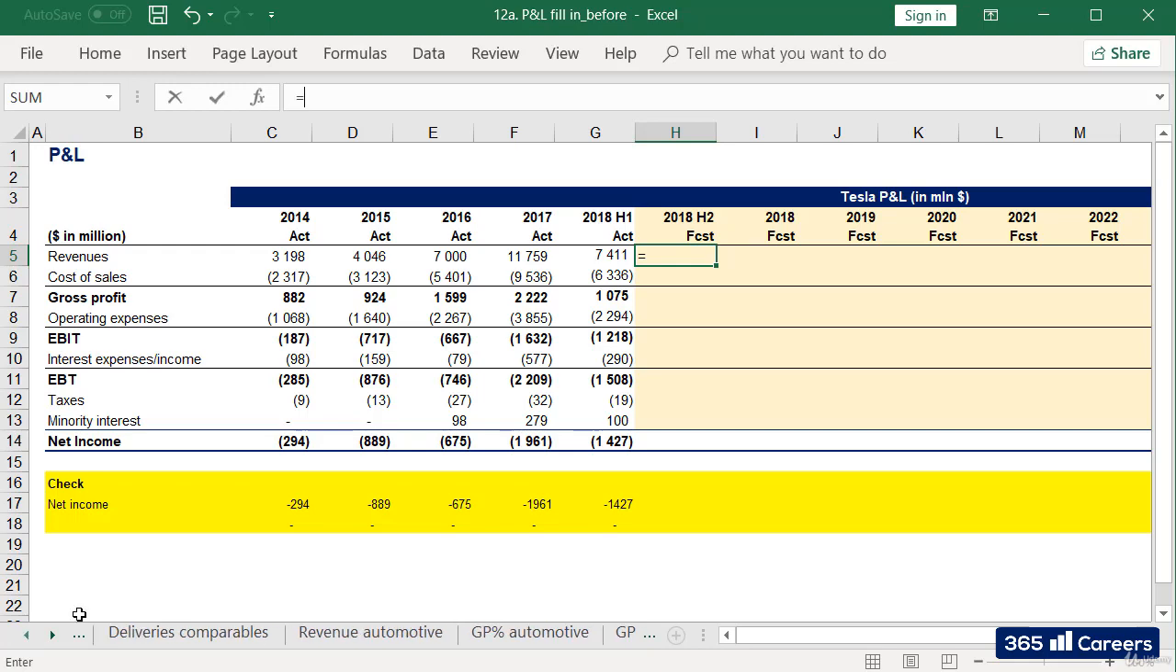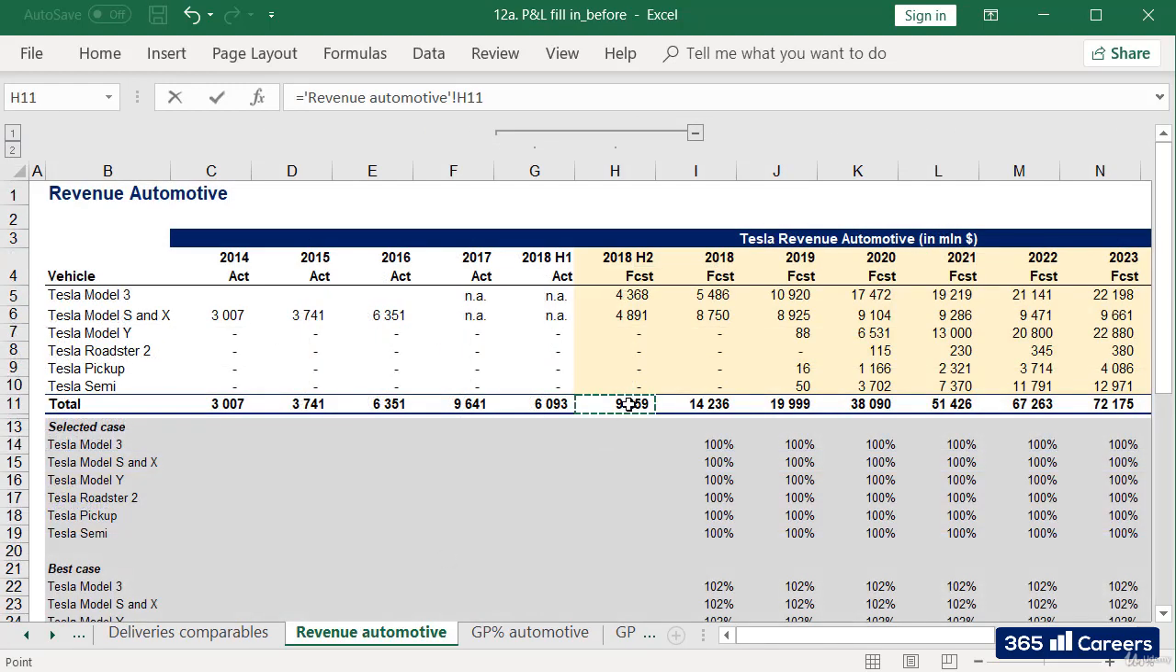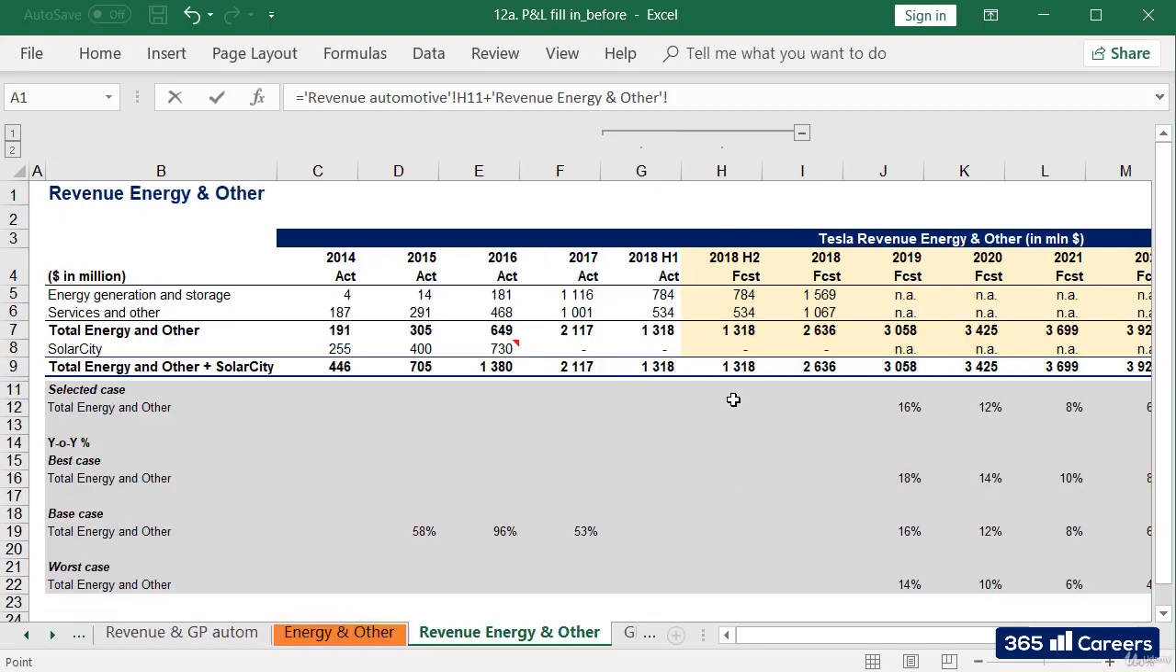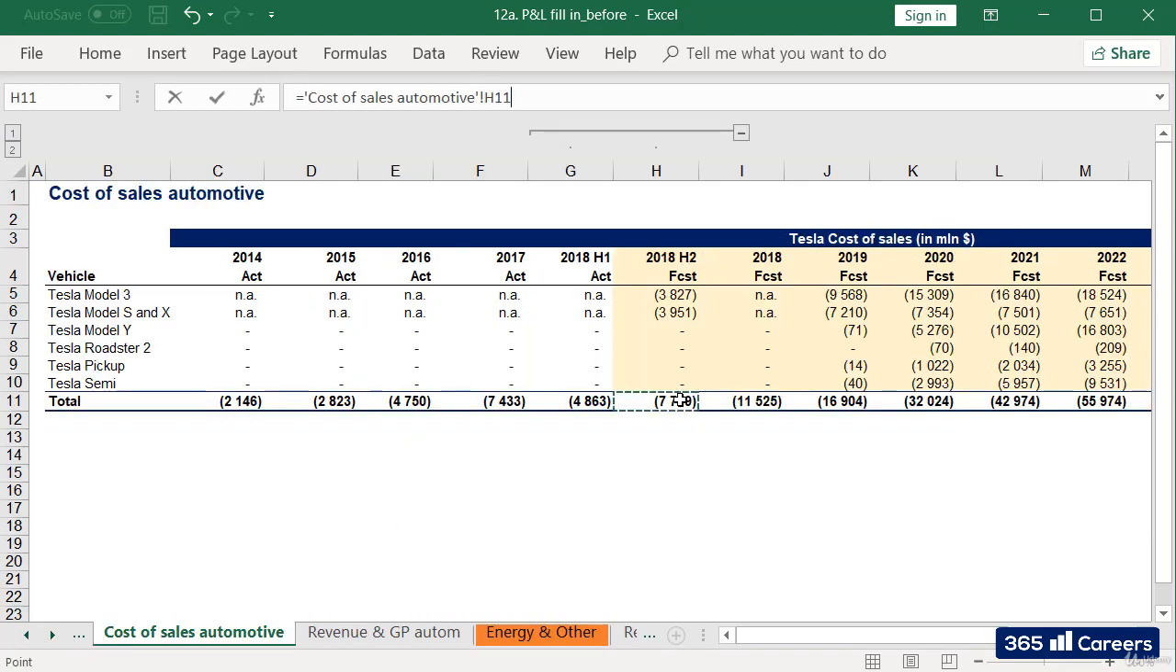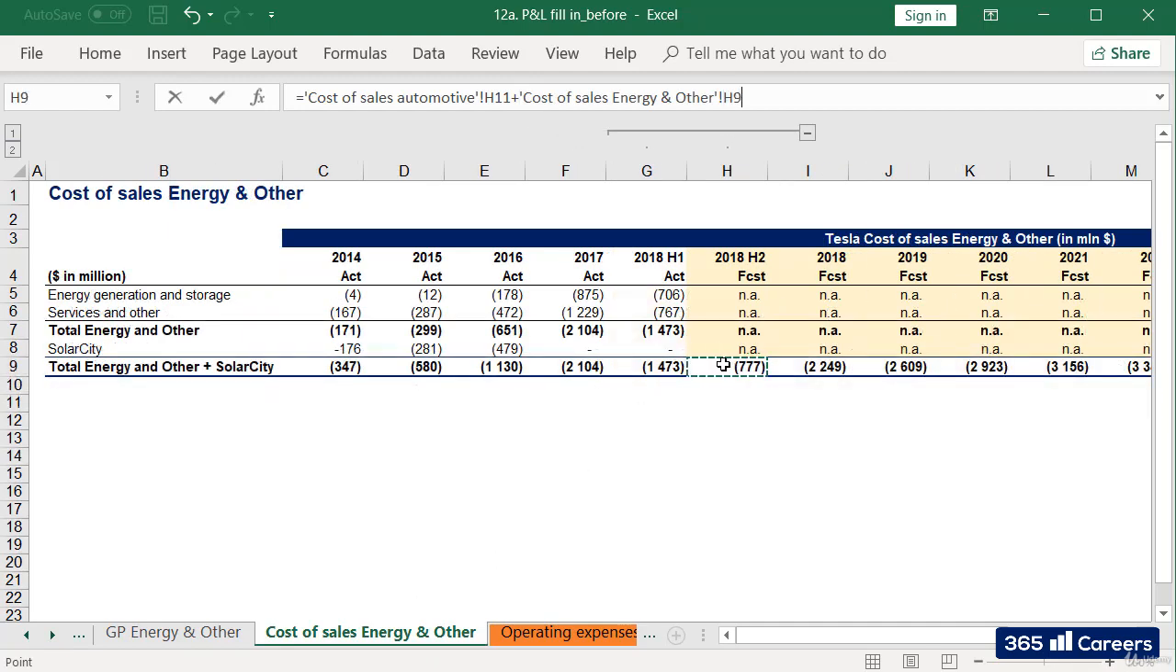First, we have revenue. As agreed, it is the sum of automotive and energy revenue. This gives us the company's total revenue. It is quite convenient to have it here, and not have to jump to various sheets and do a sum every time we need to multiply or divide by revenue in our model. The same is valid for cost of sales as well. We can easily get the total value of cost of sales by summing automotive and energy cost of sales.